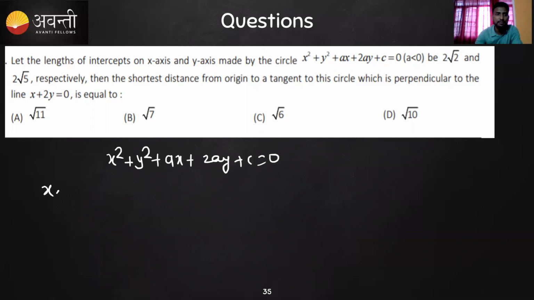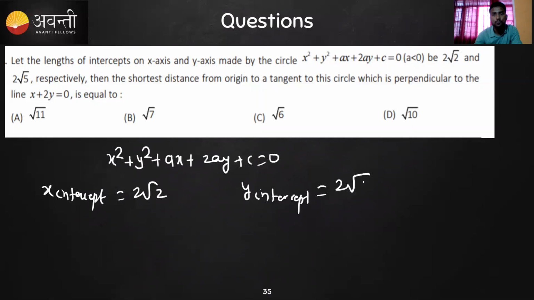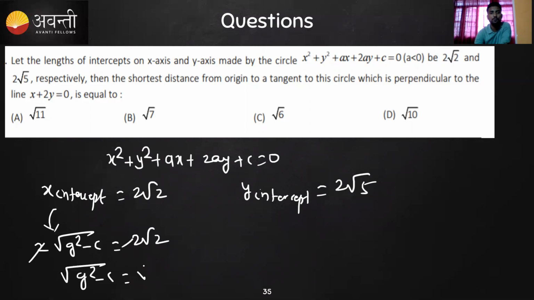And we have been given the x-intercept, which is 2 root 2, and the y-intercept is already given, this is 2 root 5. And I think everyone knows this intercept formula. This is 2 root of g square minus c is equal to 2 root 2. So from here it is basically g square minus c is equal to 2.